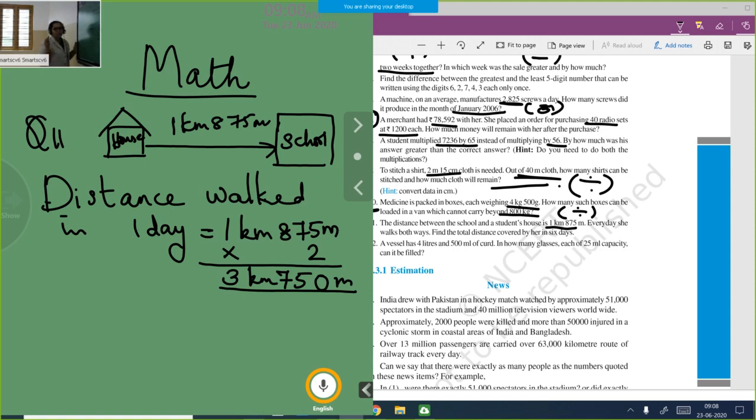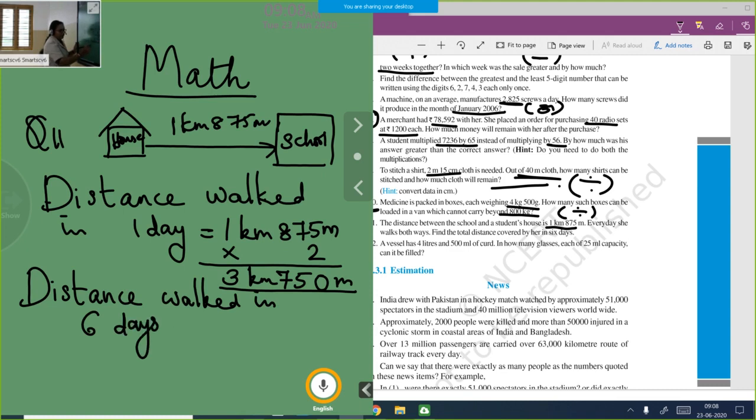Now, what is the question? Actually the question is, what is the distance she walked? Distance walked in 6 days. That is the question.